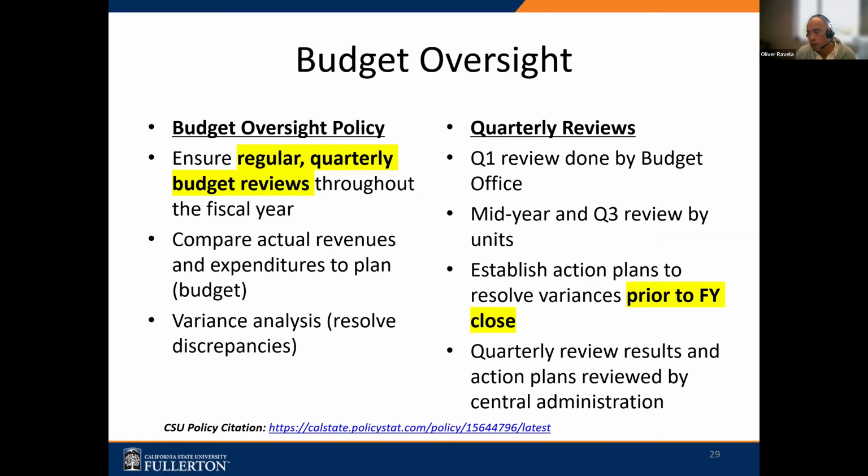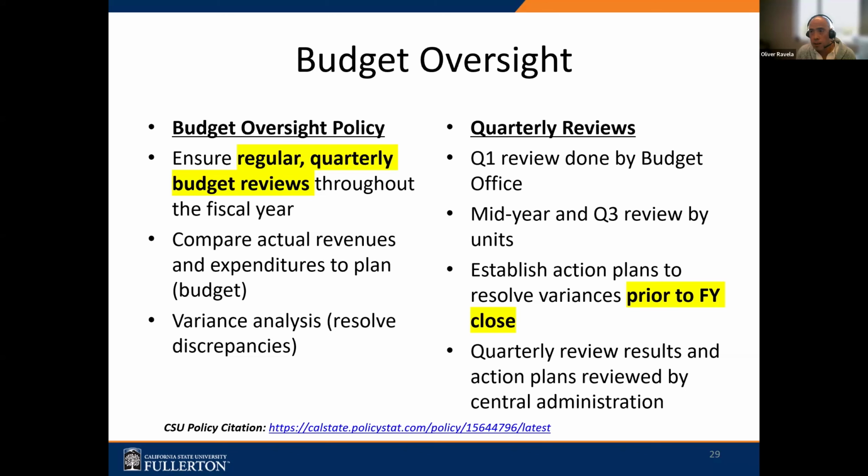As part of ensuring good fiscal health, there is a budget oversight policy. This is a policy enacted by the system, which requires the campuses ensure that there are regular budgetary reviews throughout the fiscal year. There's a comparison of actuals to plan, and units are asked to do a variance analysis.